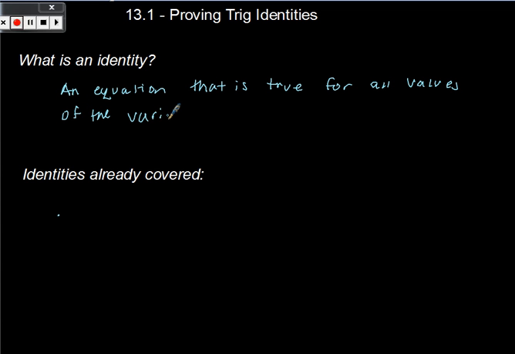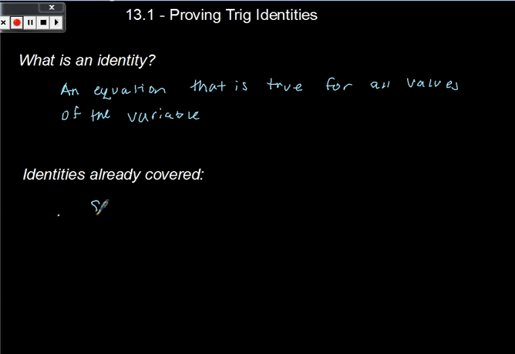So we've actually already been using our identities this year. So far in 12.5 we talked about addition and subtraction angle formulas, and then in 12.6 we talked about double angle formulas. So these are all identities. They are things that we all know to be true. We actually went through and proved the sine addition formula. And then another one that we've talked about is the Pythagorean identity.